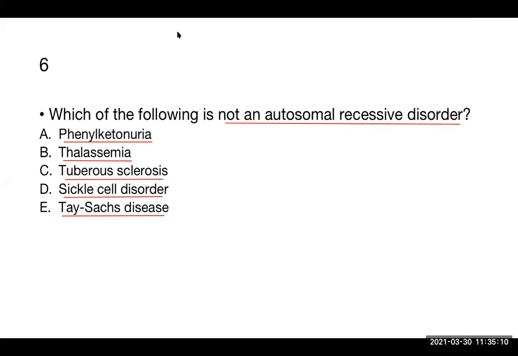Remember this. So what is the point I'm trying to deliver here? Please make a note of autosomal recessive disorders and autosomal dominant disorder whenever you have time. This type of question can be asked.